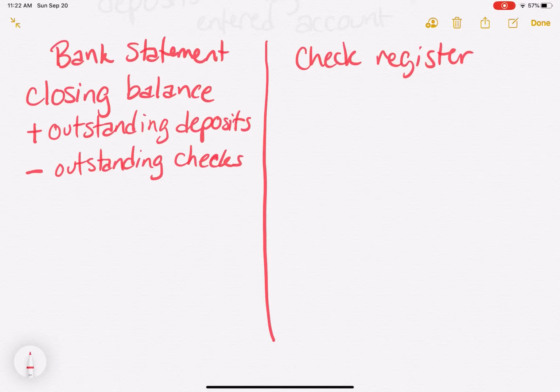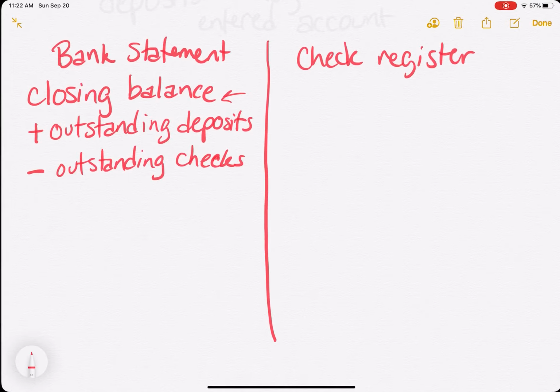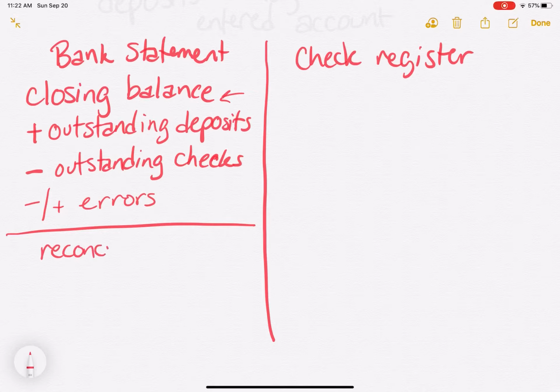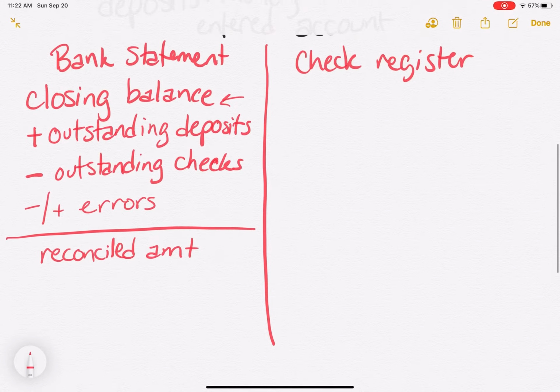Now we need to recognize that to get this closing balance, the bank has already done a lot of work for us. And if you look at page 101, they show all of the work that goes into that closing balance. But they're just going to give us the closing balance, and we are going to go from there. So once you have added the outstanding deposits, subtracted the outstanding checks, also either subtract or add any errors, which we'll talk about in a minute, then we are going to end up with a reconciled amount.